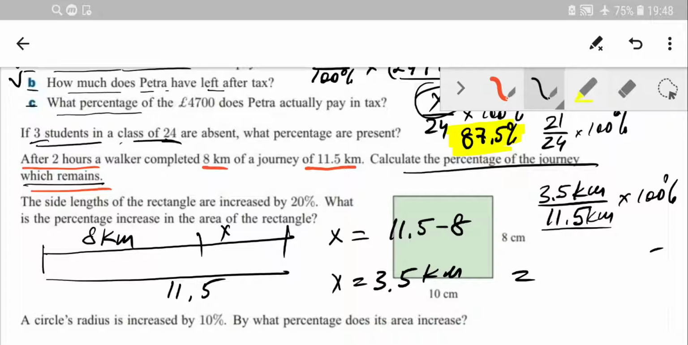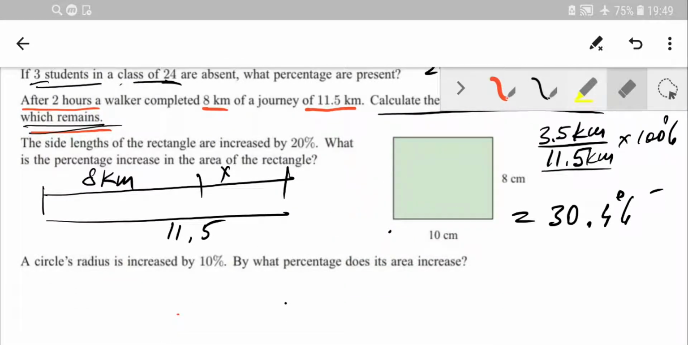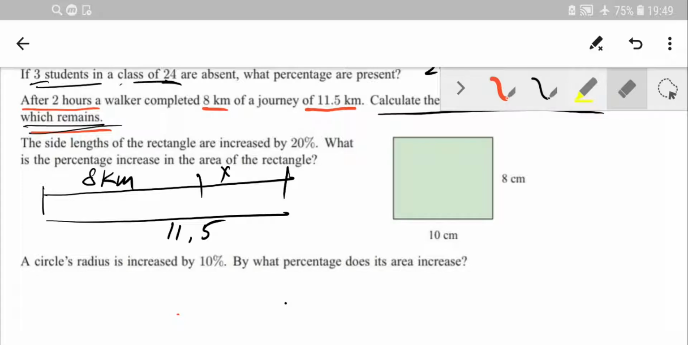Let's do it quickly: 3.5 times 100 over 11.5. So we got 30.43%. Yeah, now it's correct. Sorry, it was my fault. I incorrectly read the question. So I encourage you to read carefully so as not to waste time.